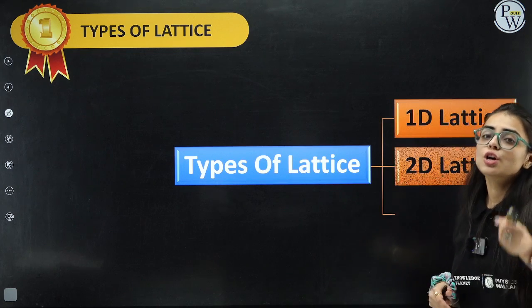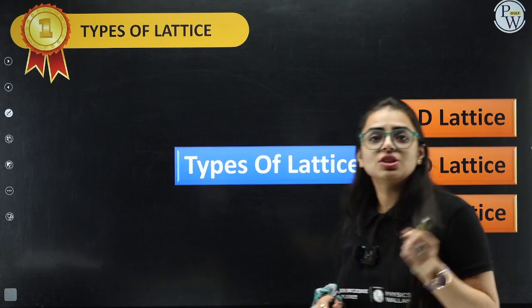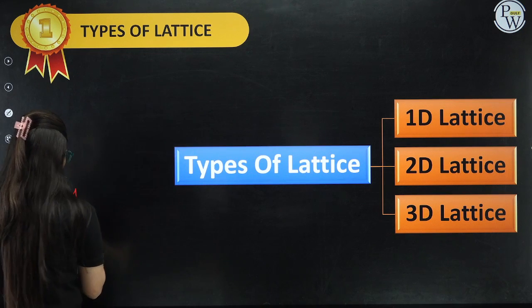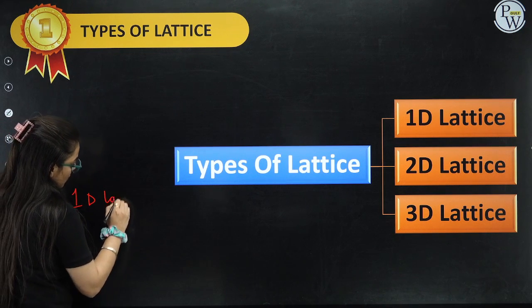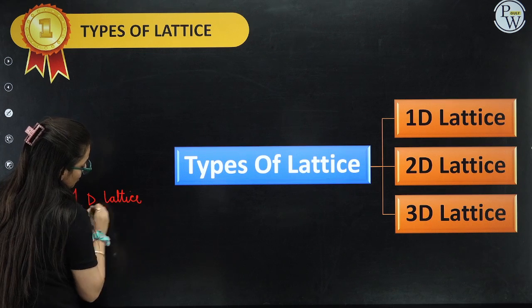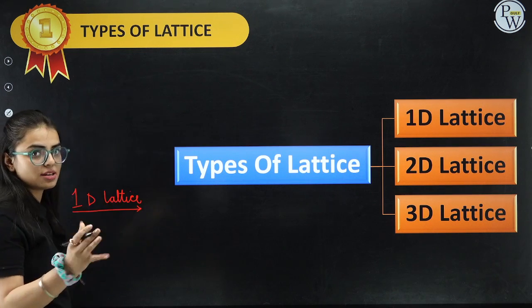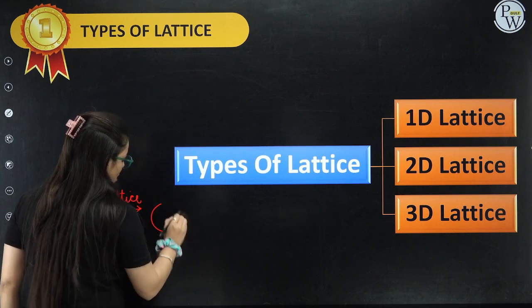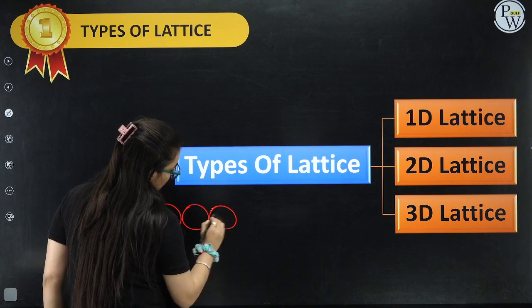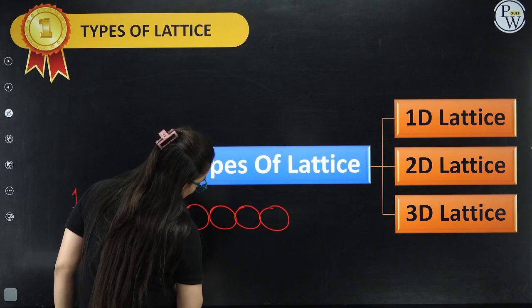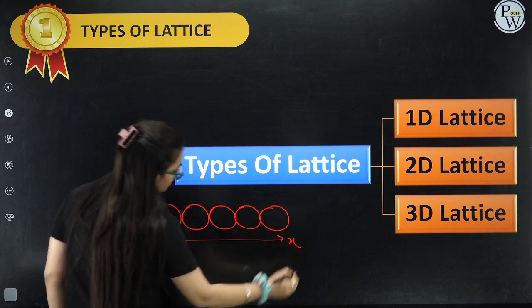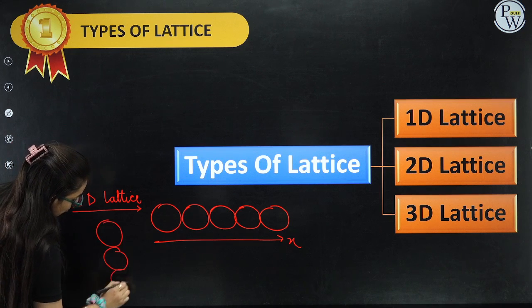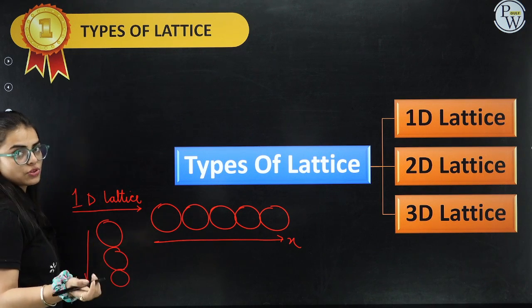1D lattice, 2D lattice and 3D lattice. If I am talking about 1D lattice, atoms will be arranged in one dimension only, either x-axis, y-axis or z-axis. Particles will be kept on a single axis. For example, this is your x-axis, that means only one dimension, so this is a 1D lattice. Either you can take the y-axis also, or the z-axis, as you wish, right, students?